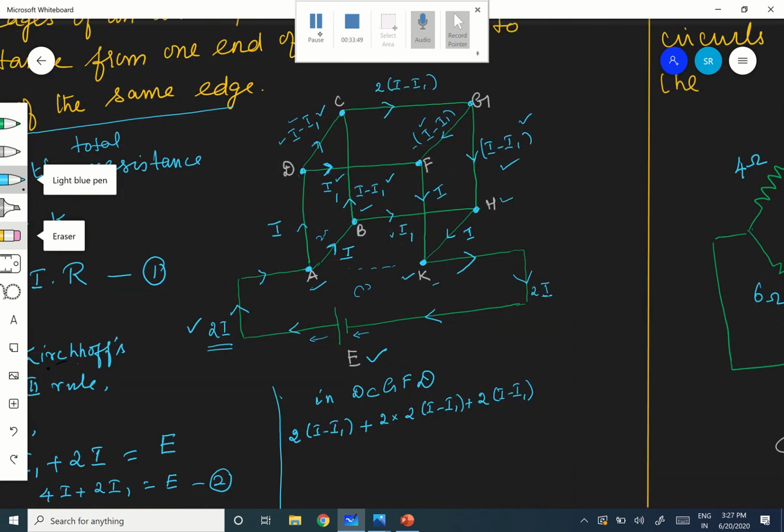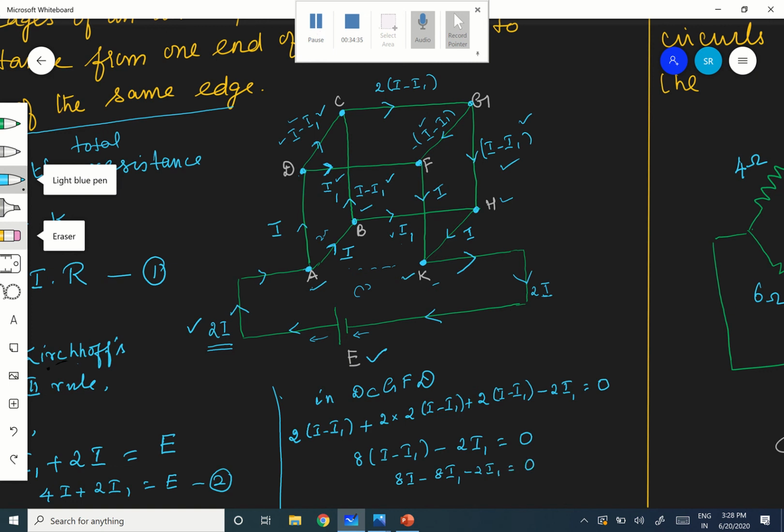Minus 2 I1, that is equal to 0. Are you following? Okay, therefore now you tell me, here 2, here 4, so 8 into I minus I1, minus 2 I1, that is equal to 0. Therefore you will be getting 8I minus 8I1 minus 2 I1, that is equal to 0.